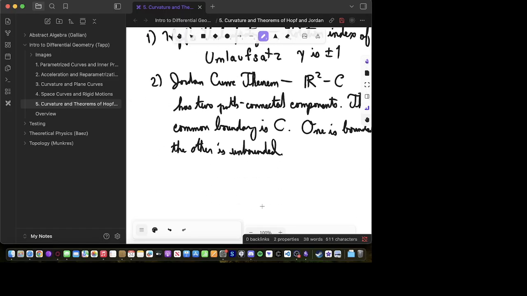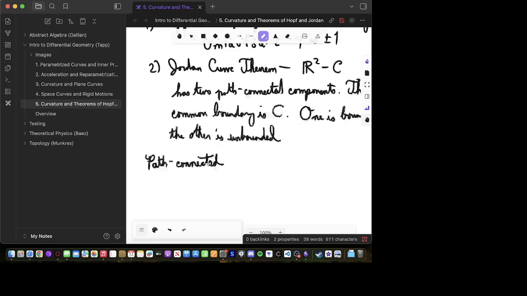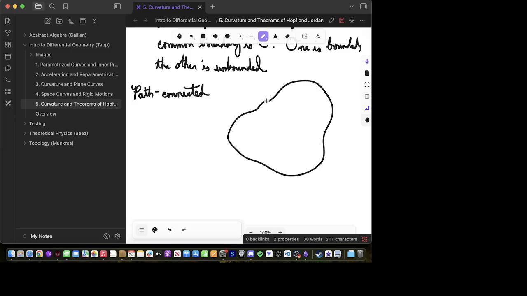So before we begin, let me talk a little bit about what the term path-connected means. It's a term in topology, and what it essentially means is we have a space. This is path-connected if for any two points A and B, we can draw a path gamma, which is a mapping from an interval to the space itself, from A to B. So it's path-connected if we can draw a path between any two points in the space.